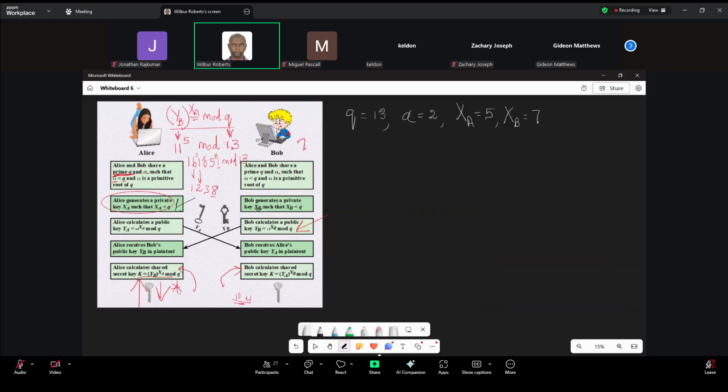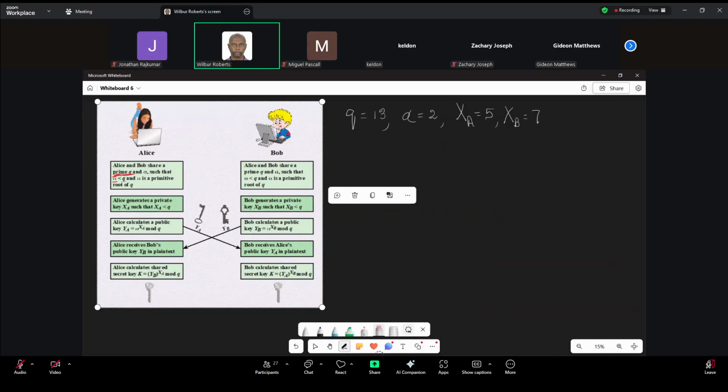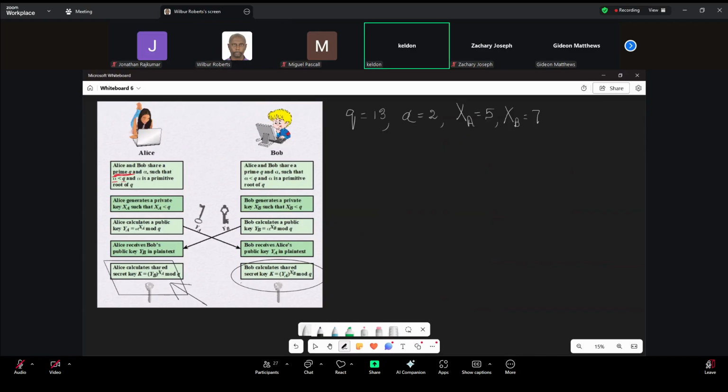So now what we want to do is to find the shared secret key. This is a shared secret key. Bob should have the same thing across here. When he calculates this across here, that's the shared secret key. That's the calculation for it there, and this is also the calculation for it here. So let us go with this one here. You see where I put in the arrow?